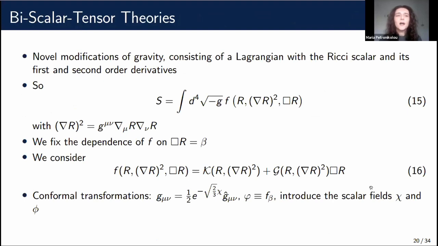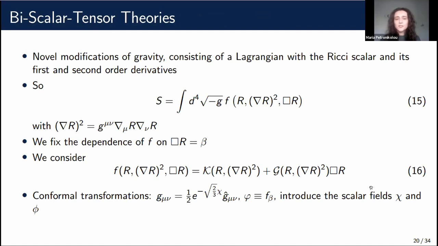Now, I'm going to talk about bi-scalar tensor theories, another category of modified theories of gravity. Bi-scalar tensor theories are novel modifications of gravity that consist of a Lagrangian with the Ricci scalar and its first and second order derivatives in a combination that leads to ghost-free theories. This theory is described by the action given in expression 15.